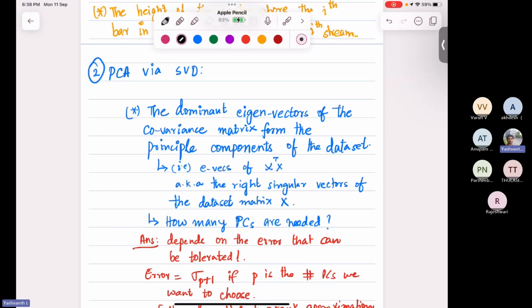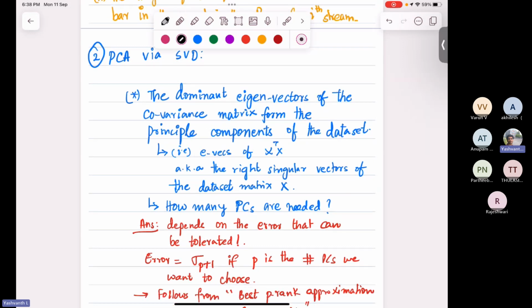So here, basically, the idea is that if you remember what you do, you construct the covariance matrix and compute the eigenvectors of the covariance matrix, right? Your covariance matrix was exactly X transpose X. So finding the eigenvectors of X transpose X is the same as saying compute the right singular vectors of the data matrix X. So that is the relation that SVD has to PCA.